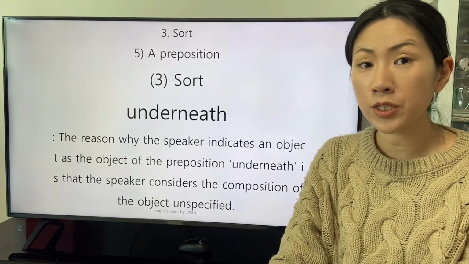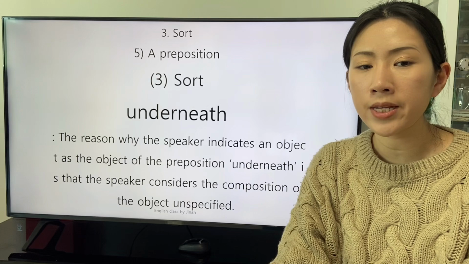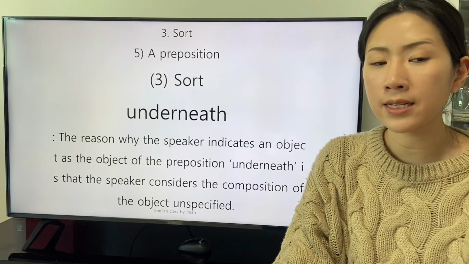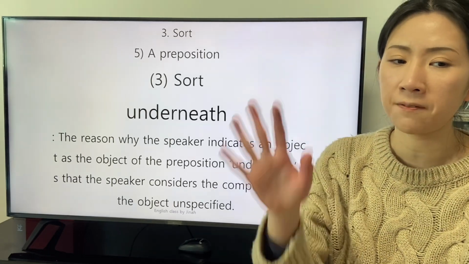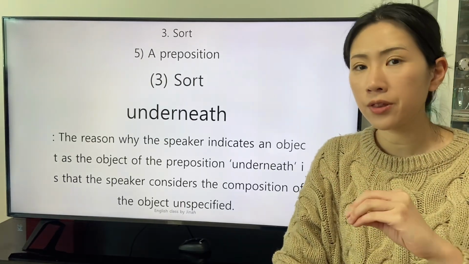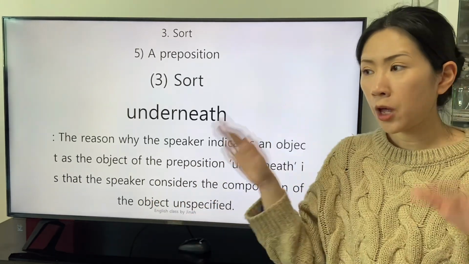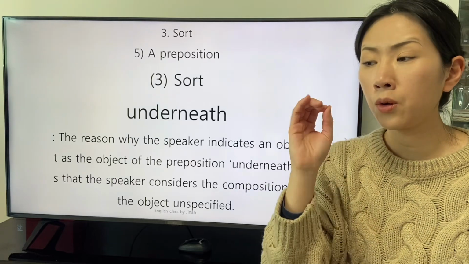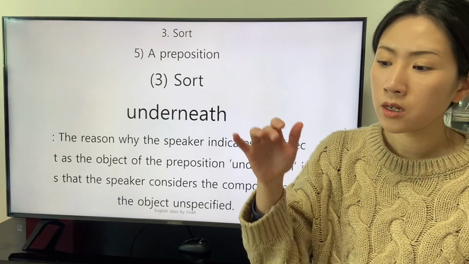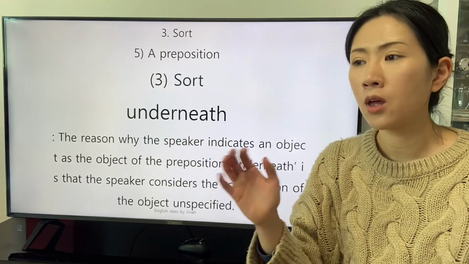The next preposition we will study is the preposition underneath. The reason why the speaker indicates an object as the object of the preposition underneath is that the speaker considers the composition of the object unspecified. The preposition underneath is comparable to the preposition beneath. The preposition underneath also mediates the subject that exists in the lower part of the object of the preposition underneath.